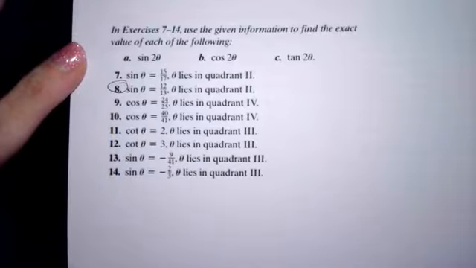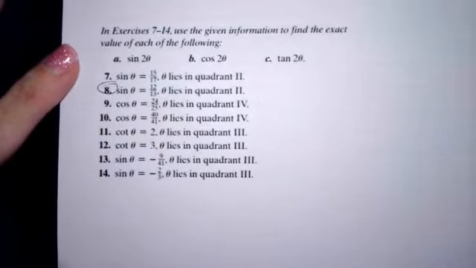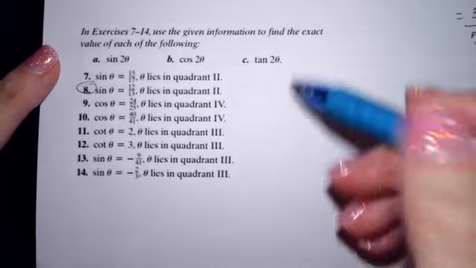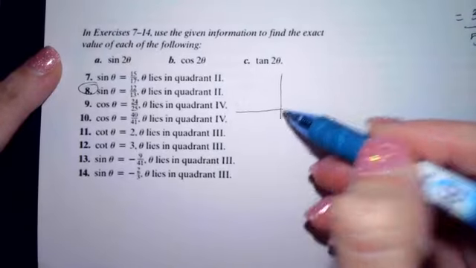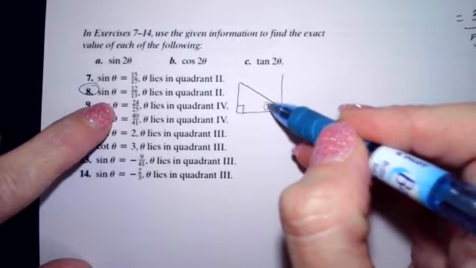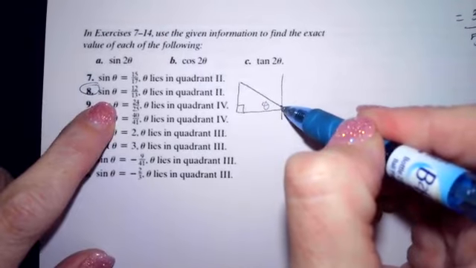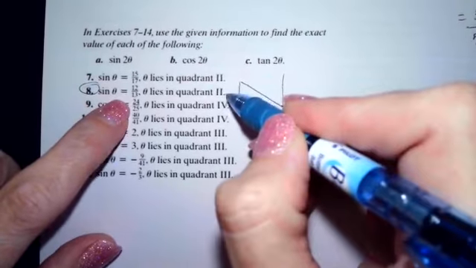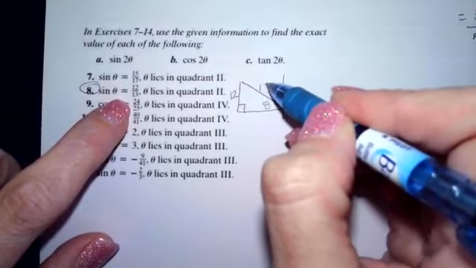So we've got sine of theta is 12 over 13, and theta lies in quadrant 2. So the first thing that I want to do is sketch my triangle. And so sine of theta is opposite over hypotenuse. So that's going to be 12 here and 13 here.